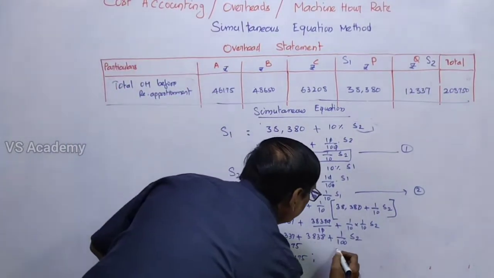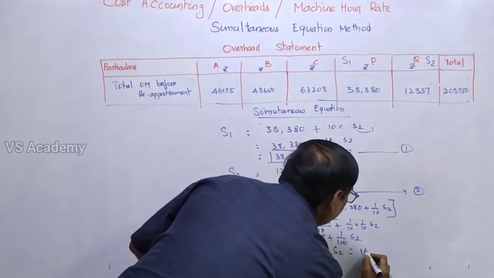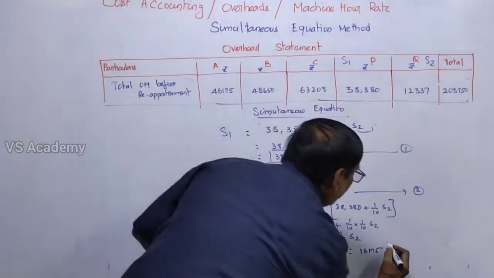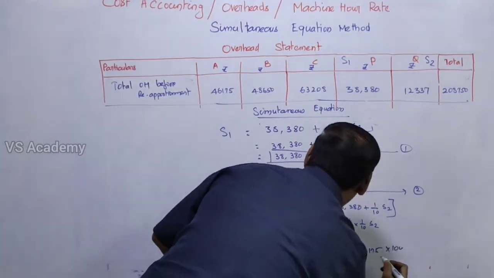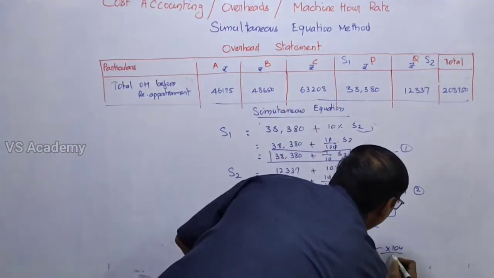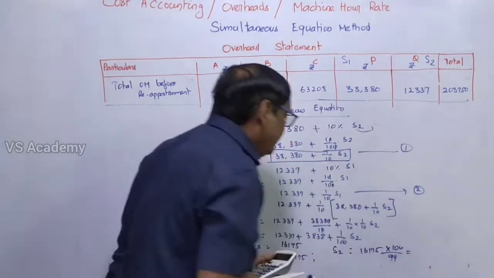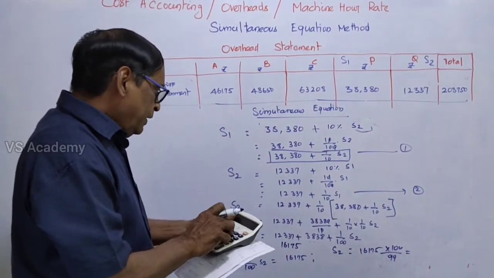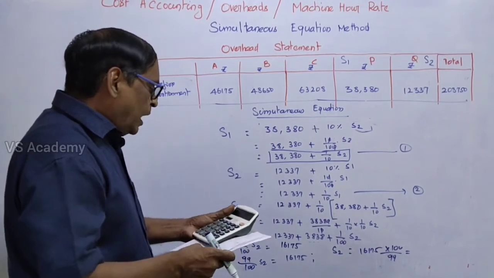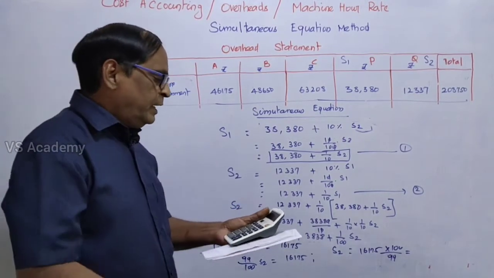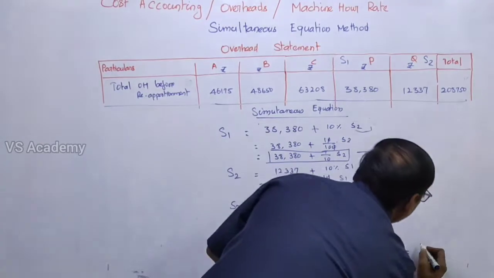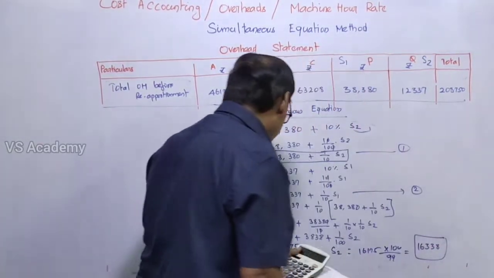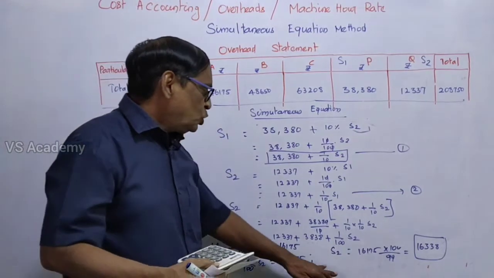So S2 is 16,175. If 100 is coming in this, it will be multiplied by 100 divided by 99. So what will it be? 16,175 into 100 divided by 99. The amount will be 16,338. This value is for S2.